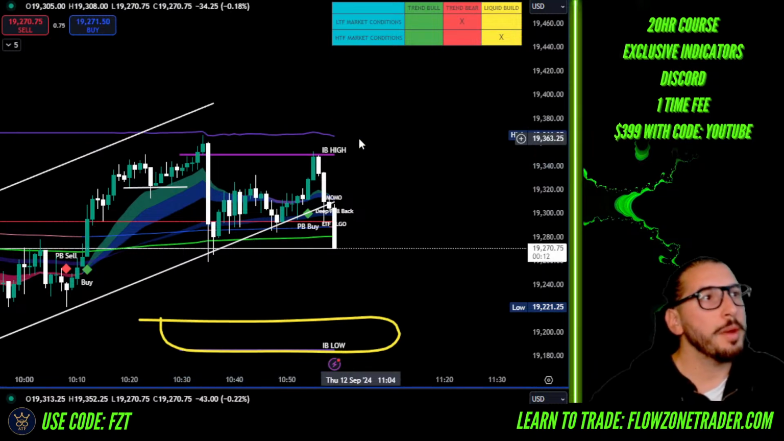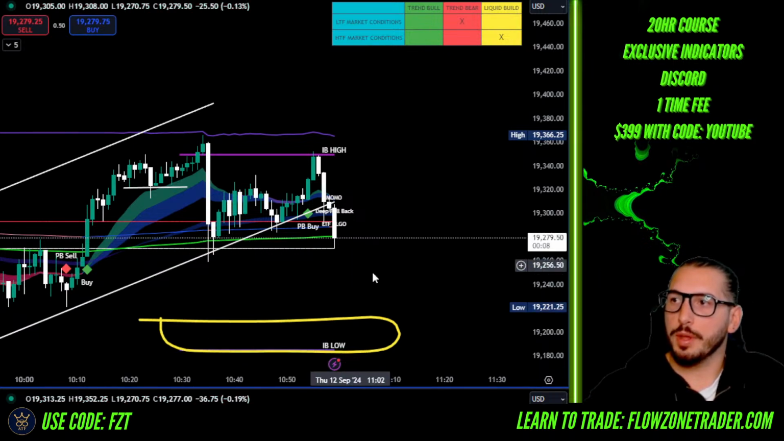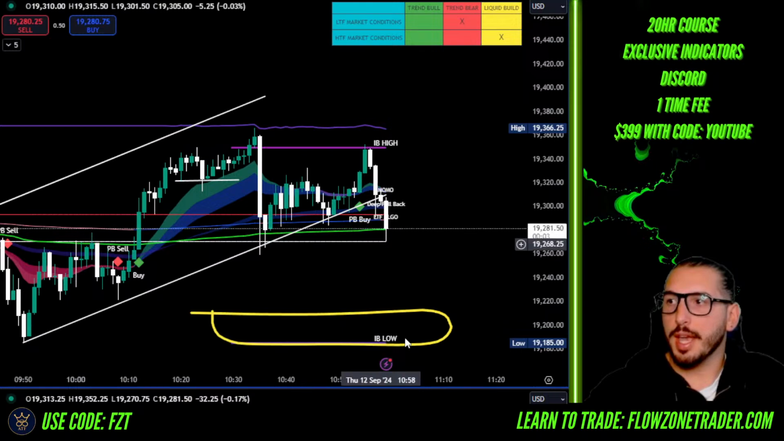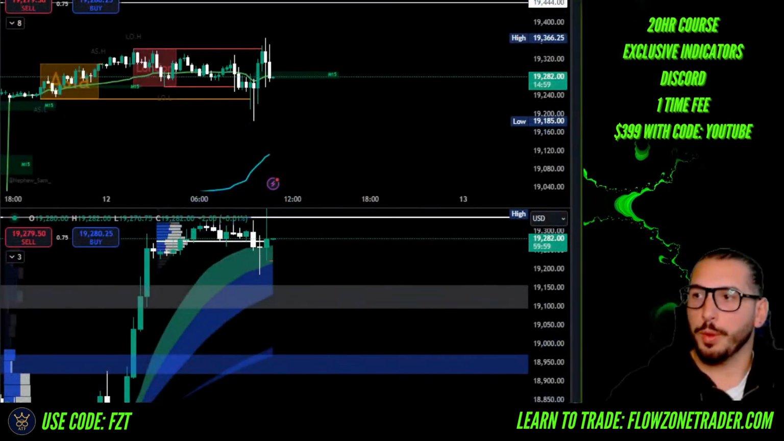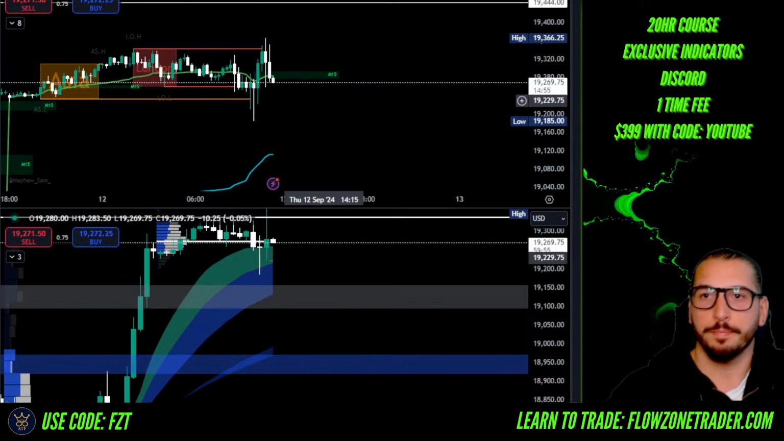Under VWAP now, ES starting to flush. Can we reprice underneath previous day close and come and attack the initial balance low? I'm going to remind you, higher time frame, we are still inside Asia London. We are inside Asia London.